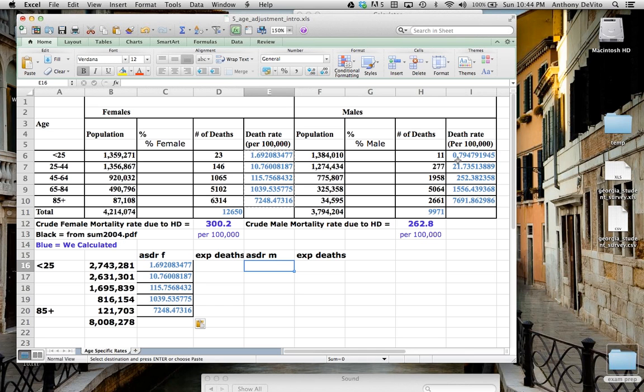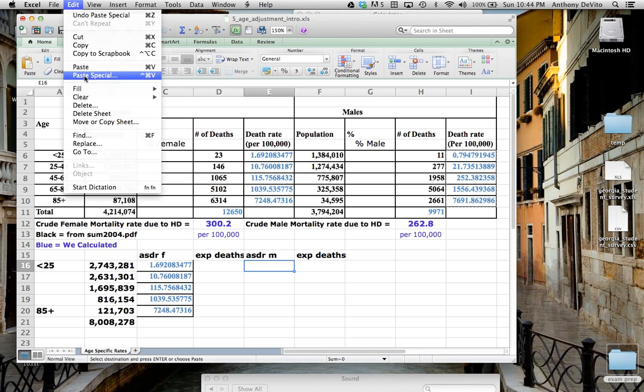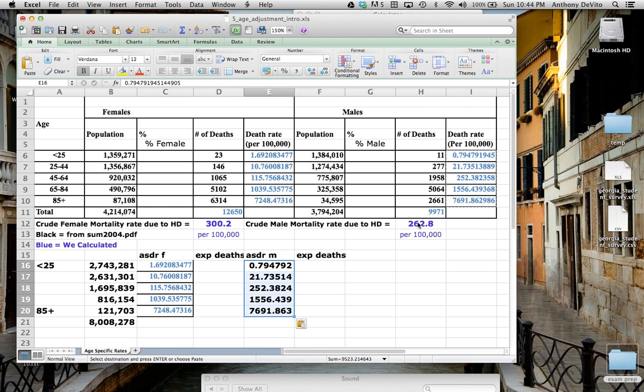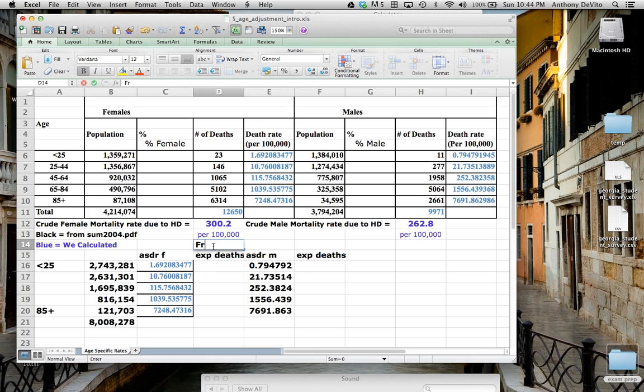Now the age-specific death rates for males is over here per 100,000. Okay, and I'm going to say edit, paste special, just the values. Oh, okay. Yeah, I think that worked. Funny color, but it worked. Okay, so now, how many deaths would I expect among females and males? We're going to take their age-specific death rates and apply them to the same population instead of two different populations.